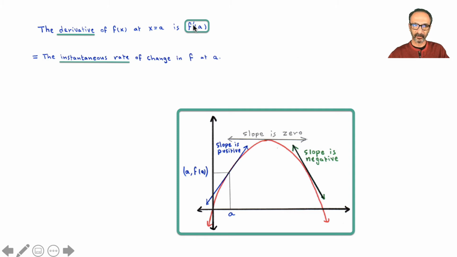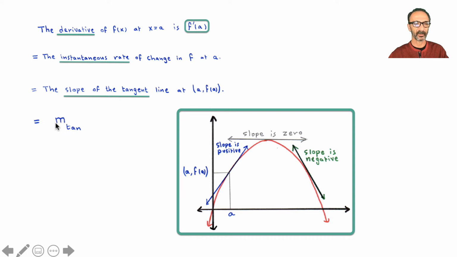This f prime of a represents the instantaneous rate of change in the function f at a. Also, it means the slope of the tangent line at a, f of a. Also, we in short call it the slope, m for slope, that's from algebra, of the tangent line. Here's the formula.